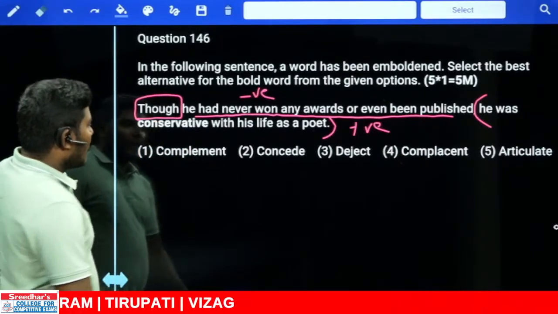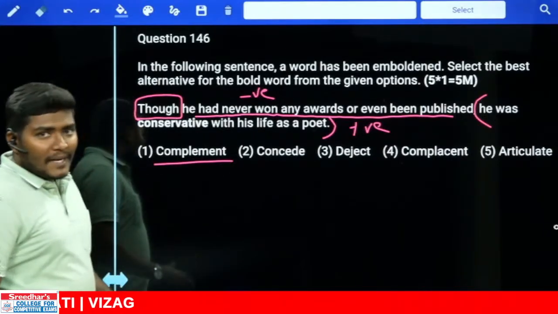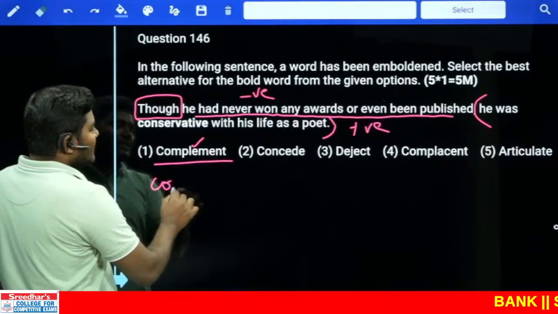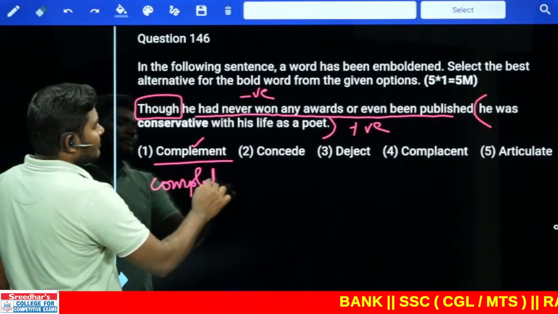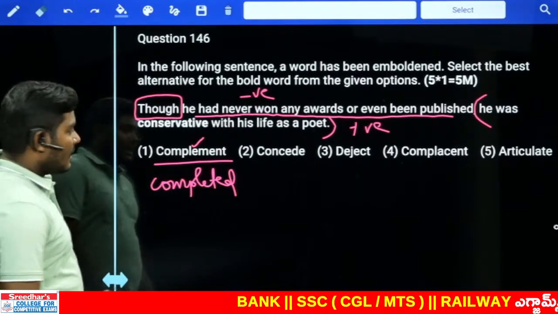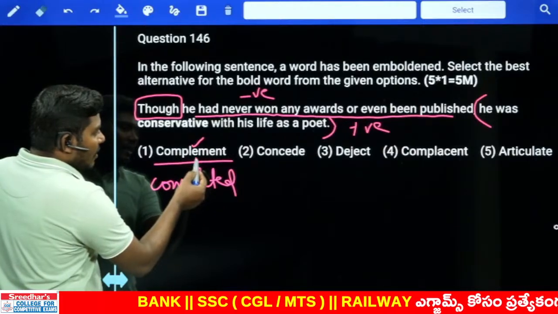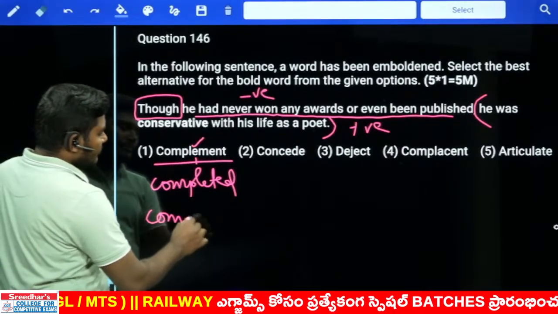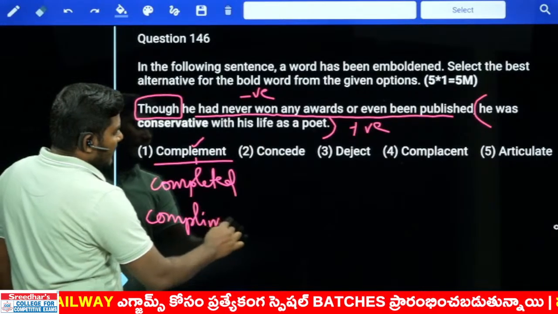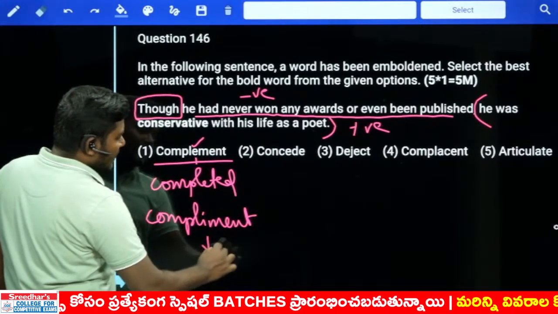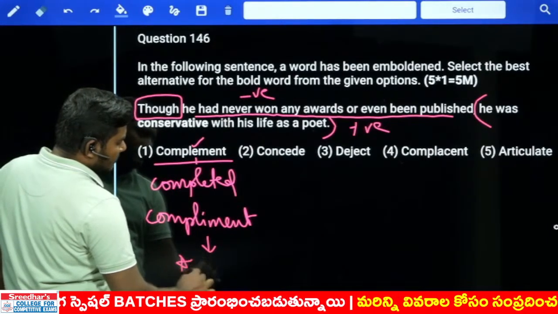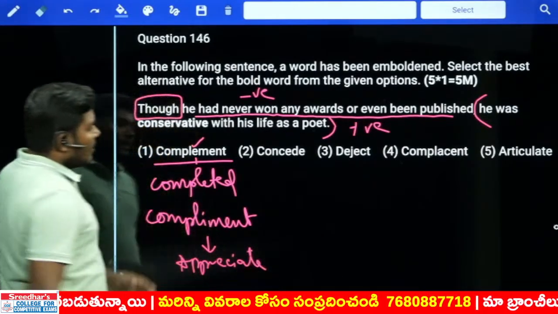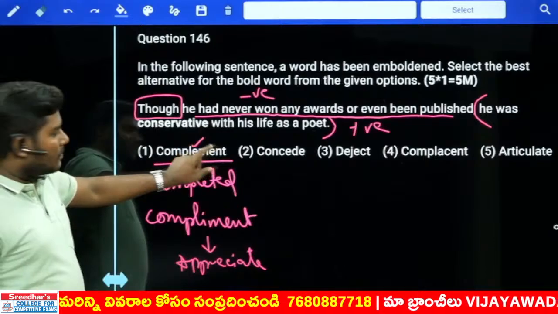Okay, now look at the first word. What is the first word? Complement. Complement, comple, gives the meaning of something that gets completed. If at all you have the word compliment, that is to appreciate, to praise. But neither of the words is possible in this combination.